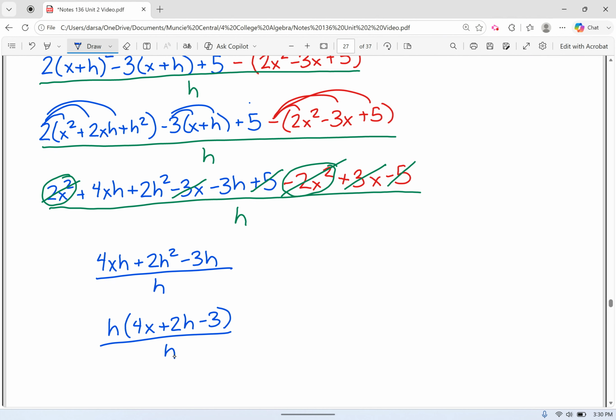And now what we have is an h times a polynomial divided by h. And multiplication and division are opposites, and they cancel each other to 1. So we are left with the difference quotient that is simplified, which is 4x + 2h − 3. And this is the difference quotient. Notice how there's no more h in the denominator. So if we wanted to plug in 0 for h, we can. We're not going to do that part yet. But this is what is called the difference quotient.